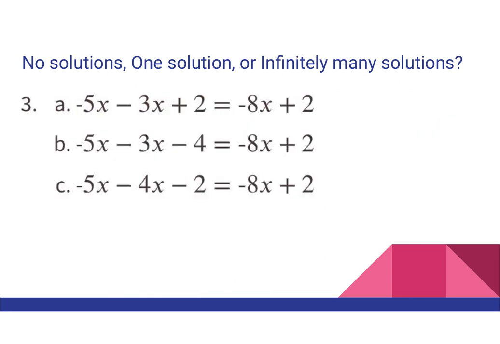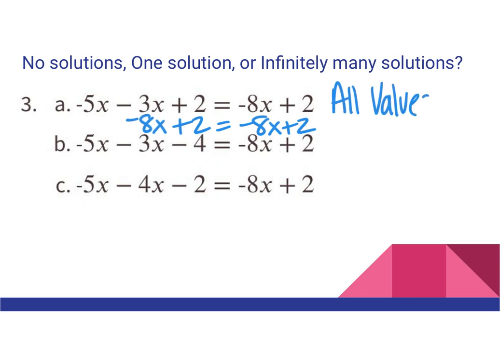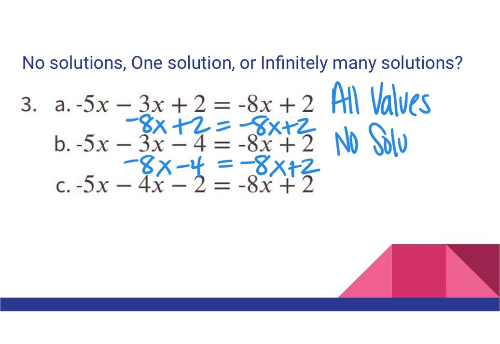Let's look at the next set of equations. So here, we can go ahead and combine our like terms on the left side. So again, we can simplify and know exactly what it is that we are looking at. So for A, I know I have -8x plus 2, and that's equal to -8x plus 2. So already I see this is all values or infinitely many solutions. For B, I'm going to do the same thing. So I have -8x minus 4 is equal to -8x plus 2. Well, I got the same number of x's, but we're adding different constants. Therefore, that is no solution.